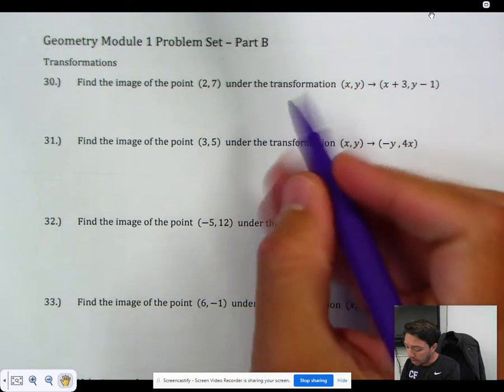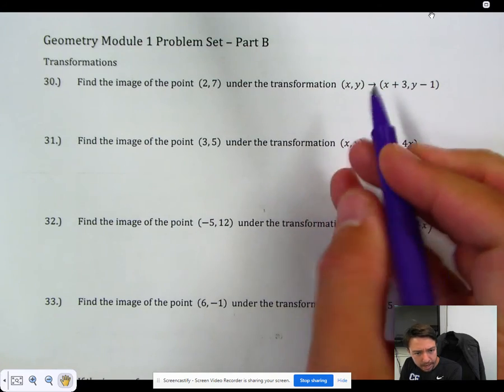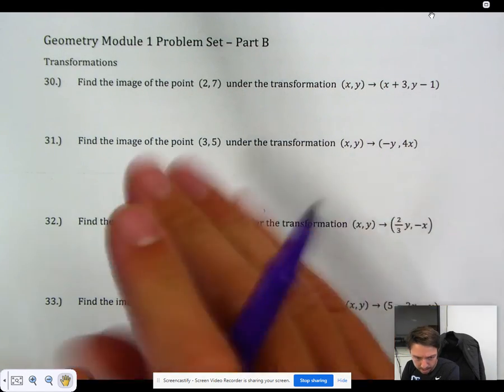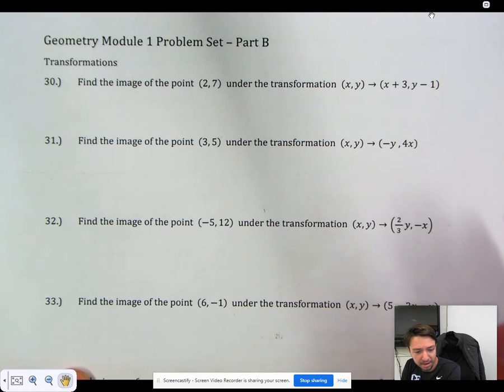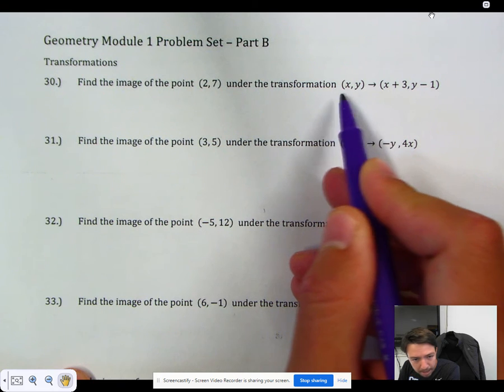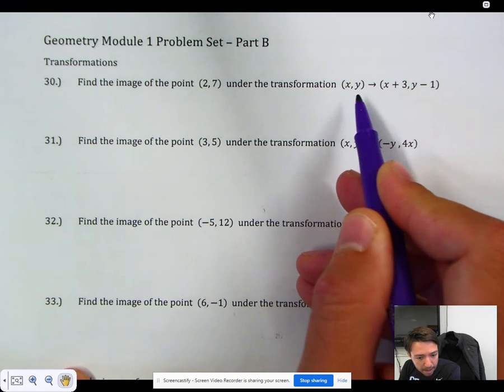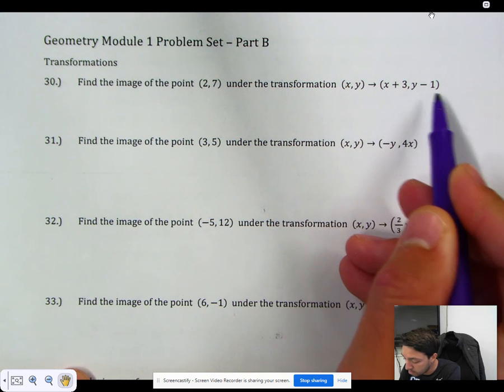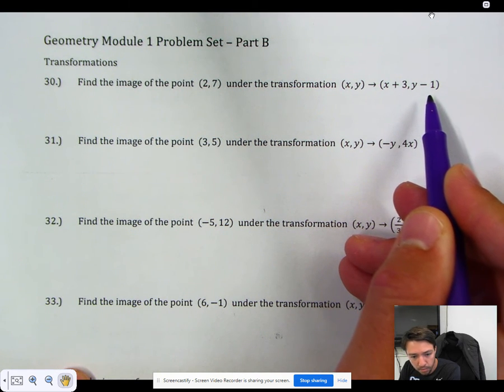So you just got to learn this new notation. This is this mapping notation. It looks trickier than it really is. All this says is, for any point that you want to map, add 3 to the x value and subtract 1 from the y value.